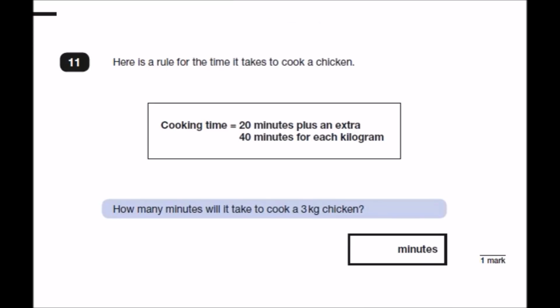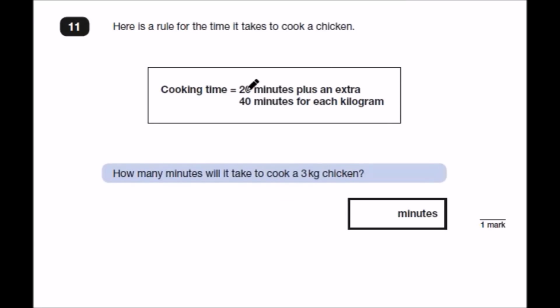All right, number 11. So here is a rule for the time it takes to cook a chicken. Yum. Hopefully it's a tikka masala. So cooking time is 20 minutes plus an extra 40 minutes for each kilogram. Ooh, so try and memorize that, guys. How many minutes will it take to cook 3 kg of chicken? So it always takes 20 minutes, so we know that. Plus, it takes 40 minutes for each kg of chicken.